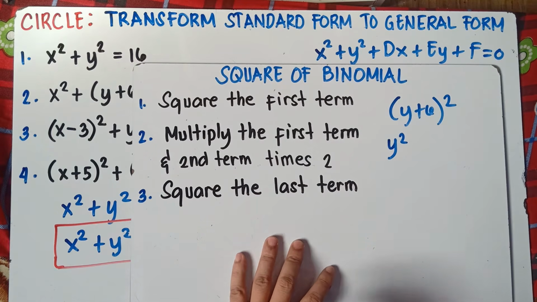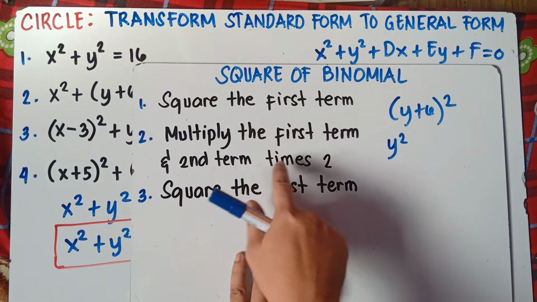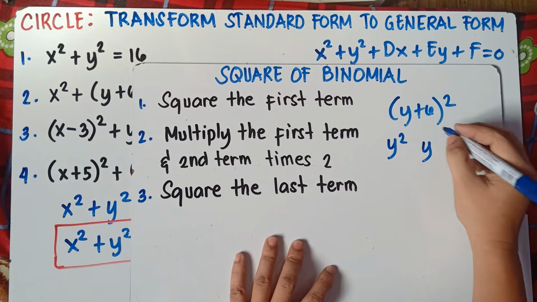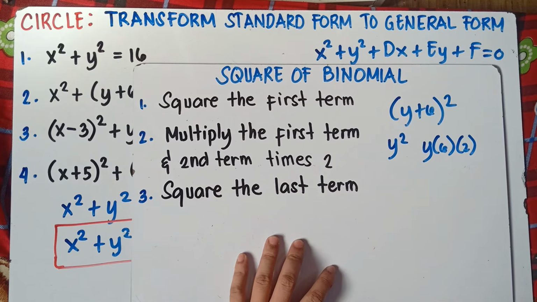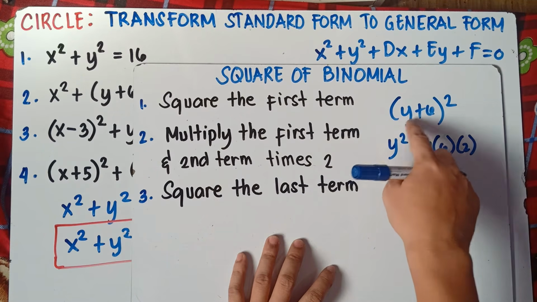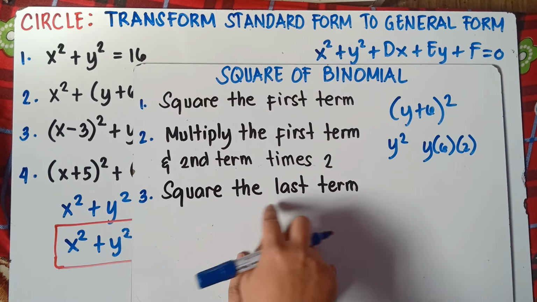Then the second procedure, you multiply the first term and second term times 2. So you multiply the first term and second term: y times 6, then times 2. Then last, you square the last term.